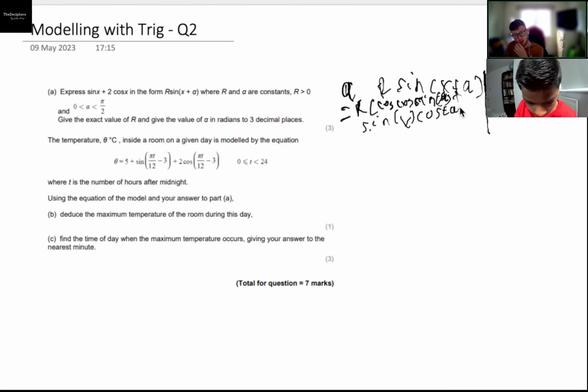Yeah, that's right. It doesn't really matter because it's an addition, but all the signs there are addition. But I would have done sine x cos alpha plus cos x sine alpha. But like I said, it doesn't matter. It's actually the same thing. So let's set up our two simultaneous equations.